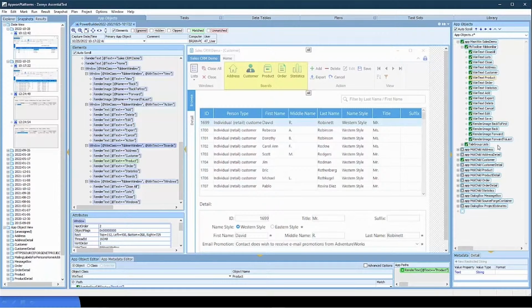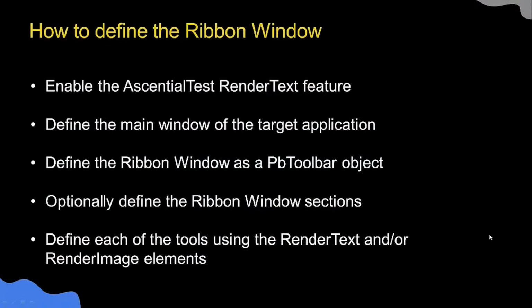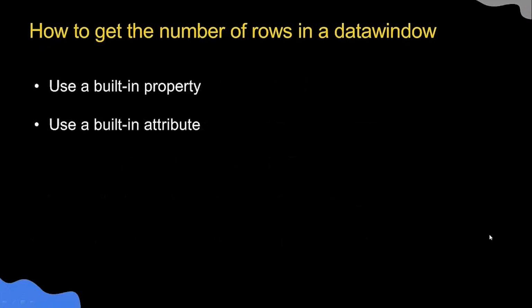Next, I want to talk about how we can get information from the data window at runtime when we're running an automated test. First thing we're going to do is talk about how we can get the number of rows in a data window. There's actually a couple of ways to do it. You can use a built-in property or you can use a built-in attribute. I'm going to show you an example using a property.